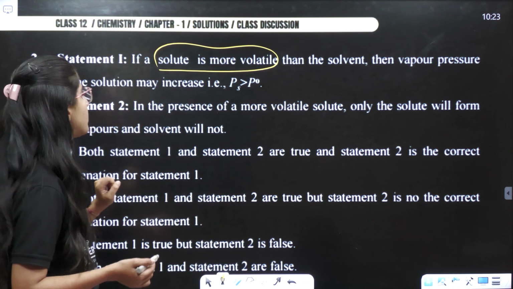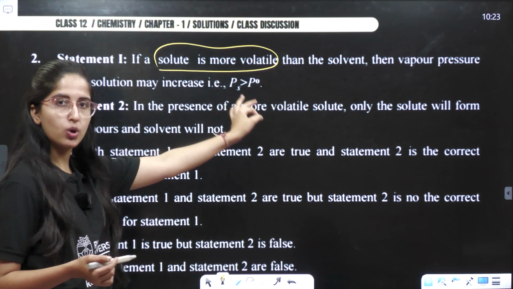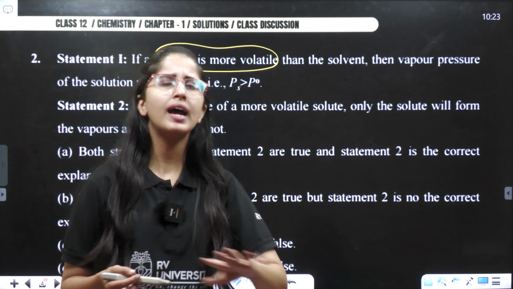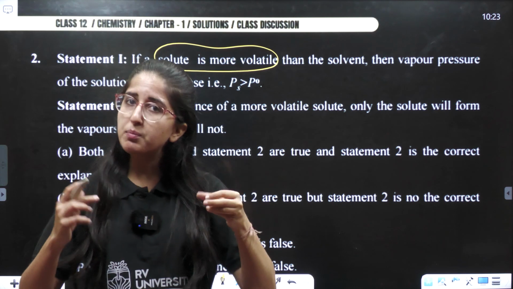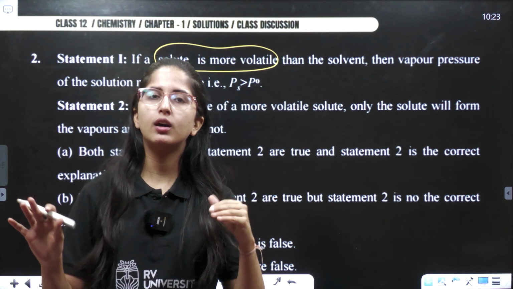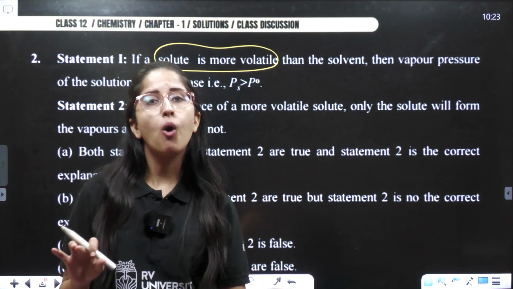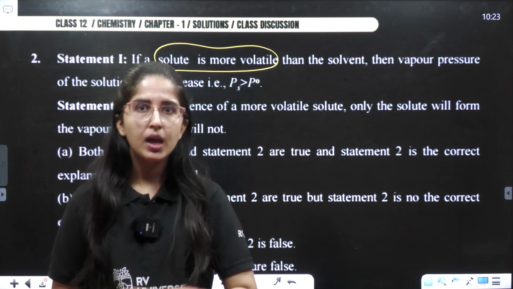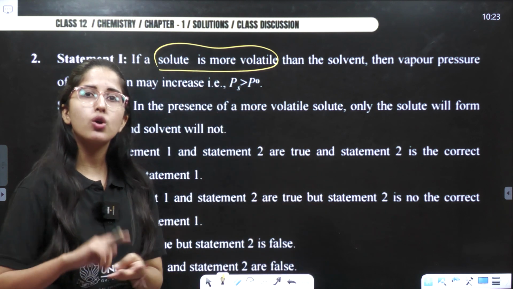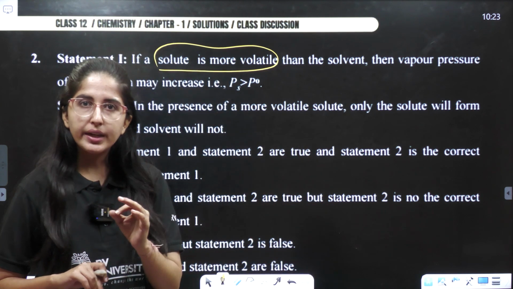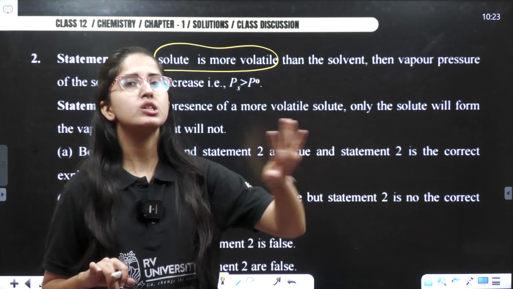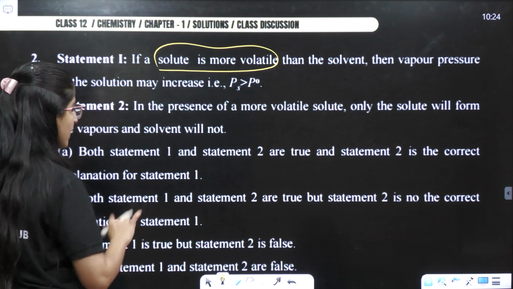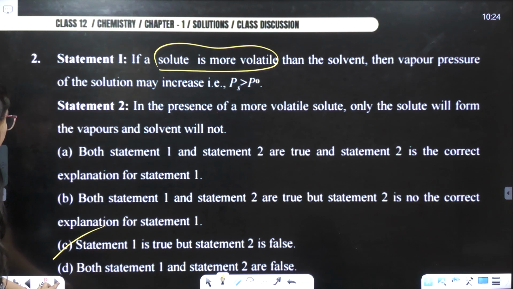But the next statement given says that in the presence of a more volatile solute, only the solute will form vapors and the solvent will not. That will not happen. Solute and solvent both will form vapors. Only with a non-volatile solute will the solvent not form vapors. But here it is clearly mentioned that the solute and solvent are both volatile, but the volatility of your solute is much higher. So both will form vapors. Statement 1 is true, but statement 2 is wrong. So option C will be your correct option.